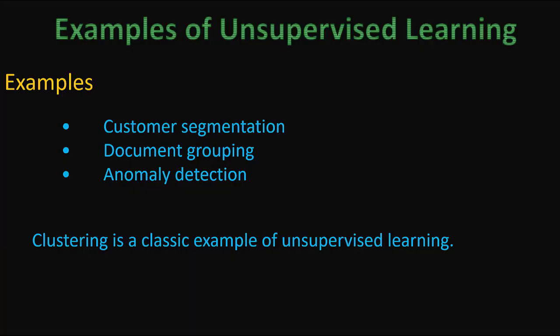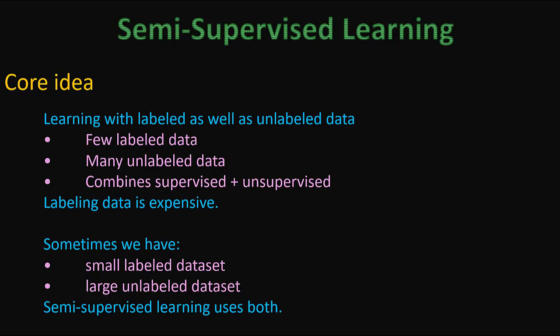So we learned about clustering. Clustering is an example of unsupervised learning. Now next is semi-supervised learning. So what is semi-supervised learning? Sometimes we have some labeled data as well as unlabeled data. We are having both. Suppose we have a few labeled data and many unlabeled data.